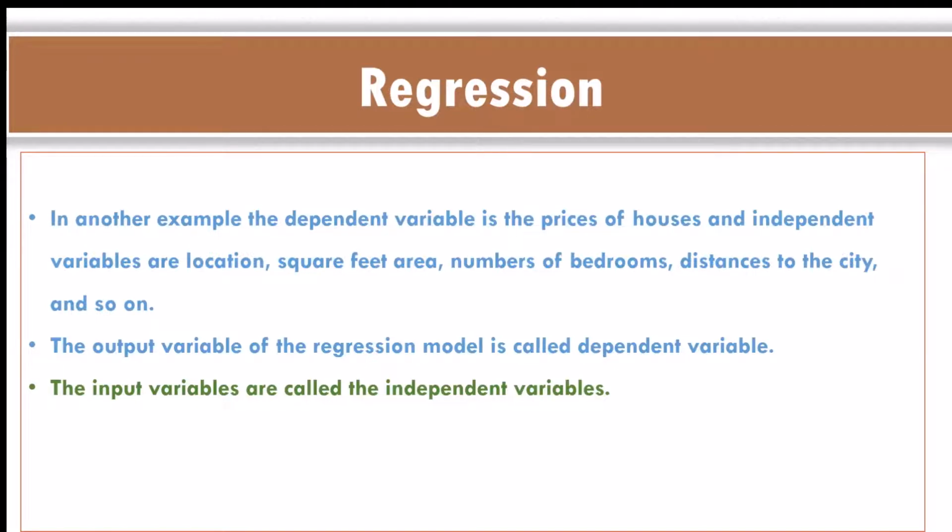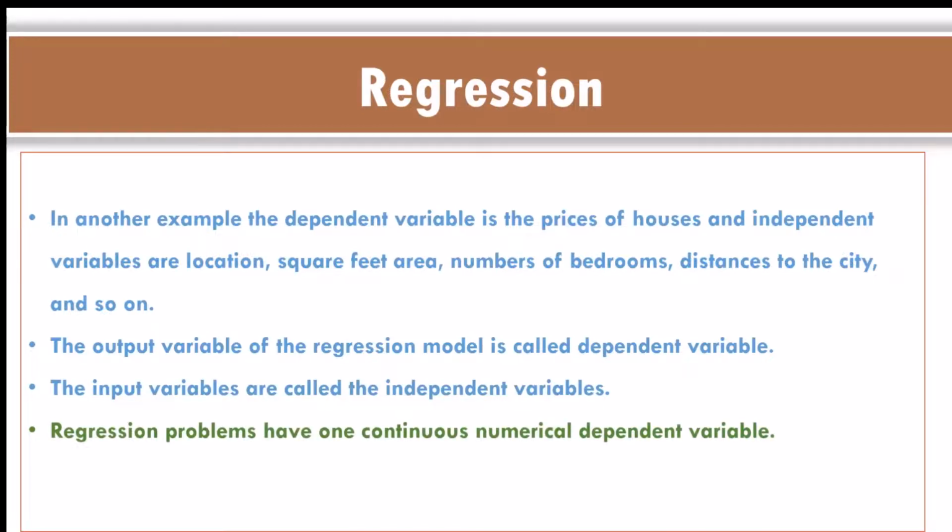Likewise, the number of bedrooms has no relationship with the other input variables. That is the reason these variables are called independent variables. So the output variable is called the dependent variable because it depends on all the input variables. At the same time, the input variables are called independent variables because there is no relationship among the input variables.